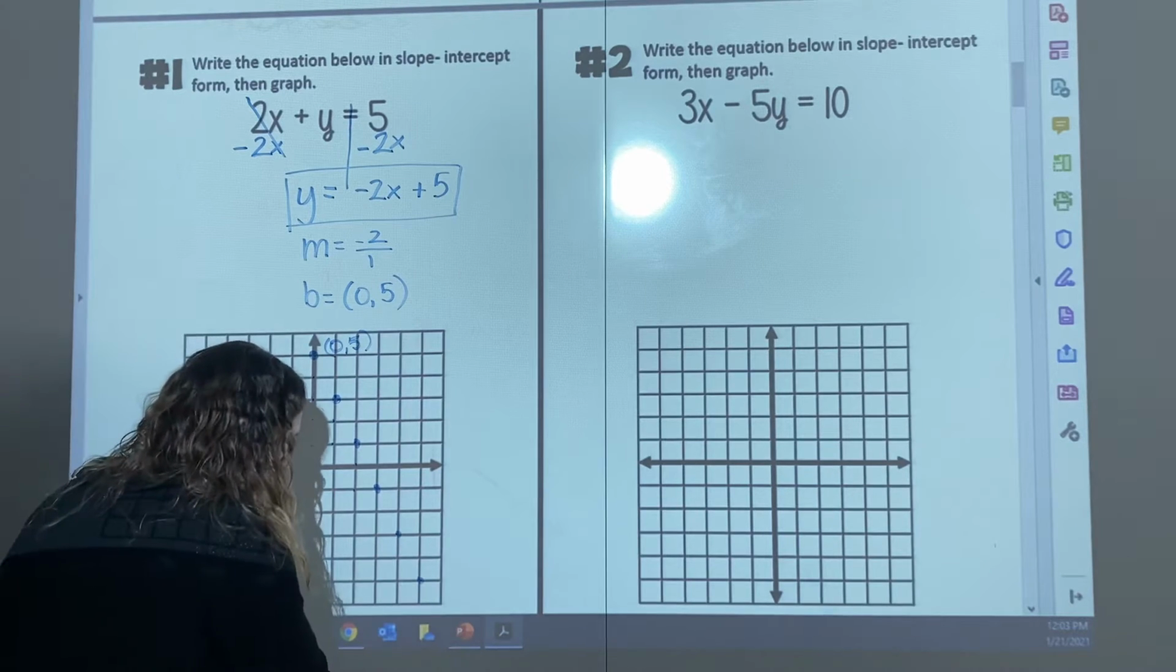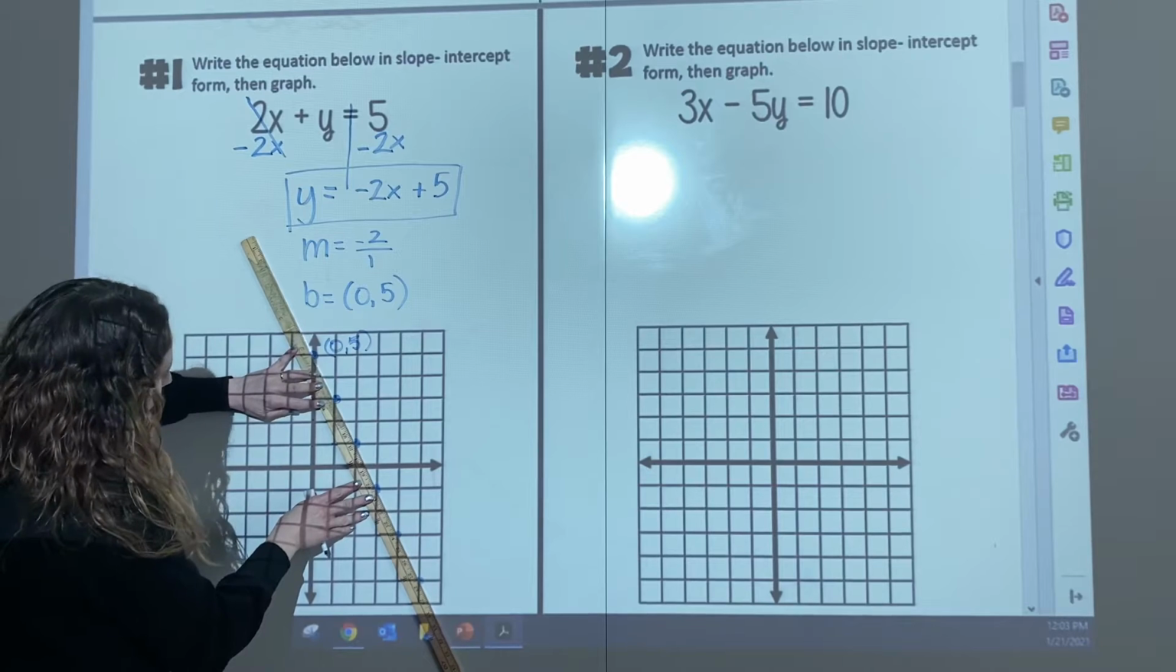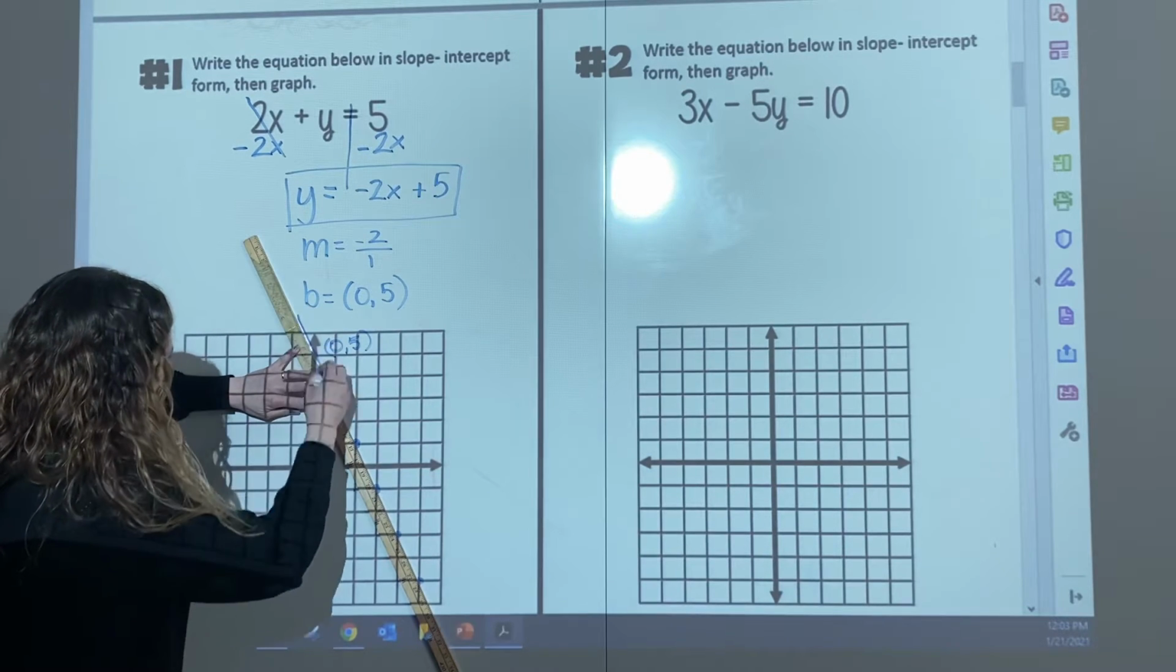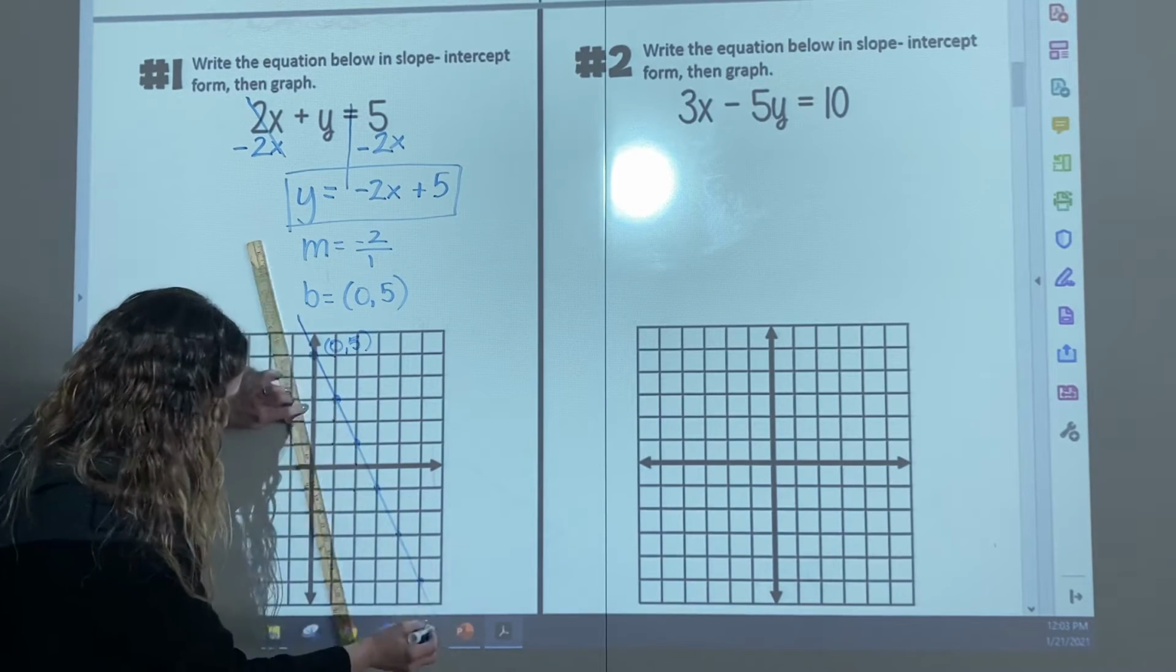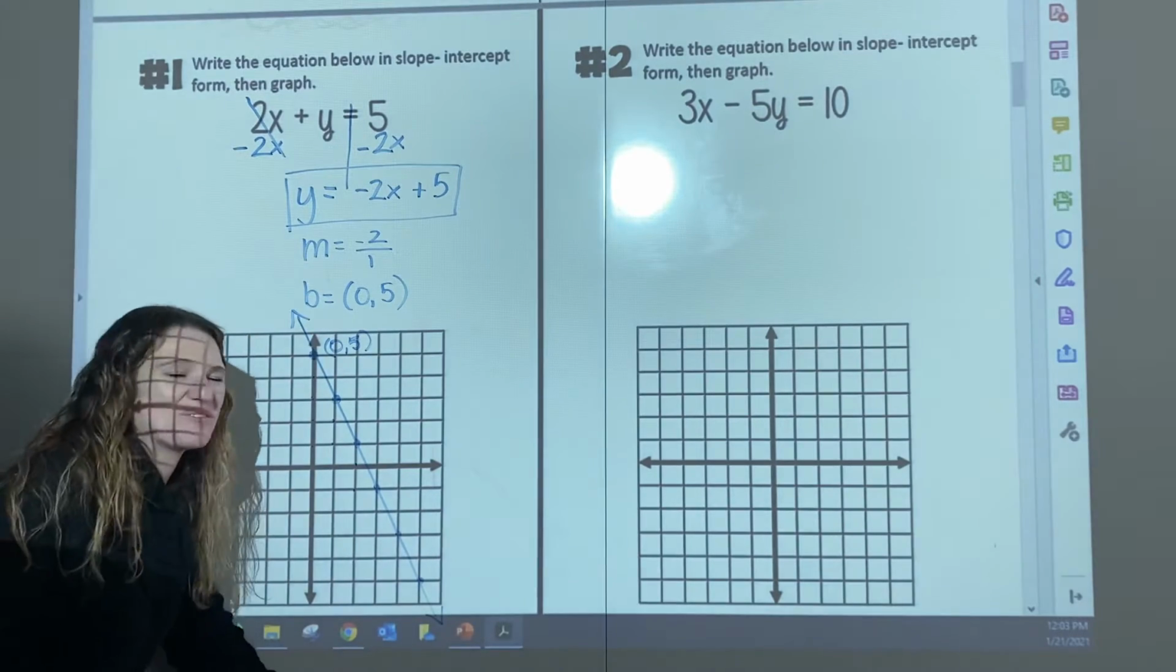And draw your line. All right, not too bad. Let's try another one.